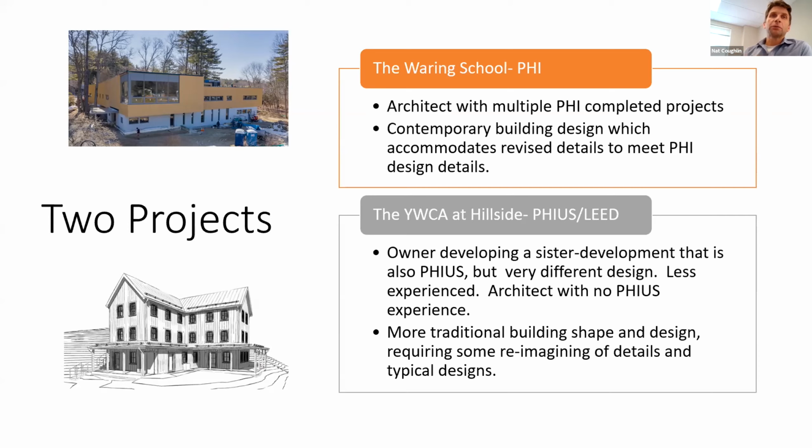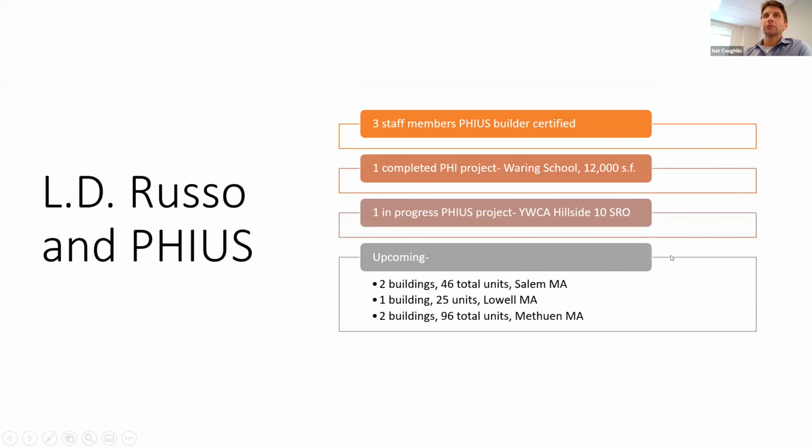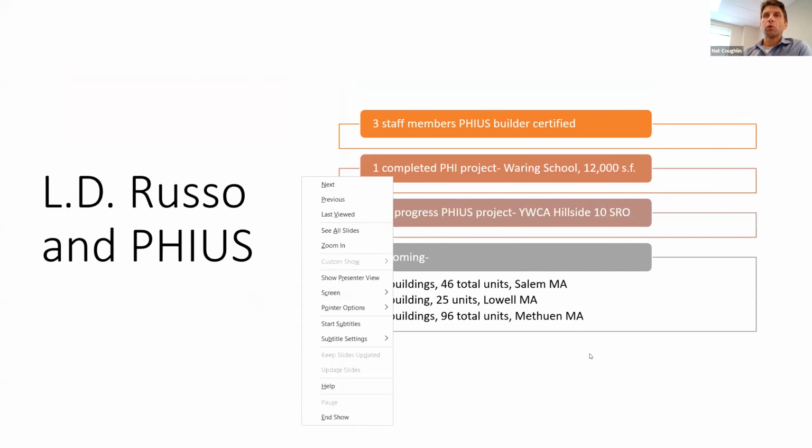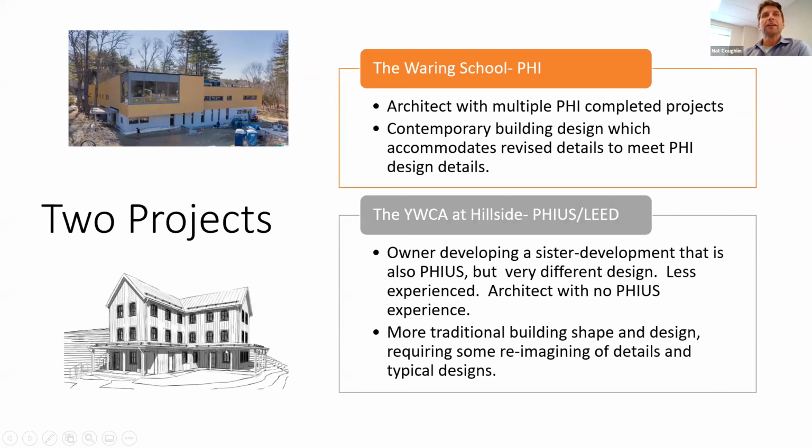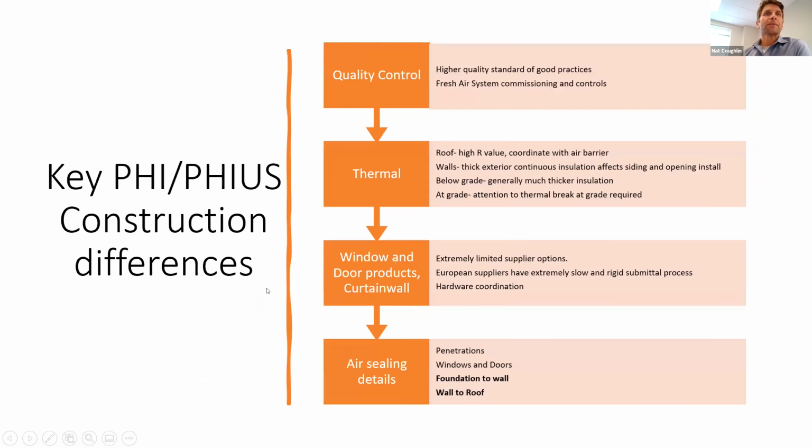This building also had the challenge that as a more traditional shaped building, some of the details around the windows and the roof line were a little harder to accommodate than at a more modern square shaped building like we did at the Waring School.